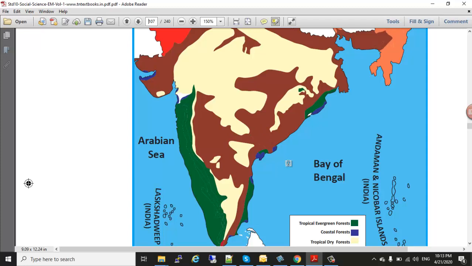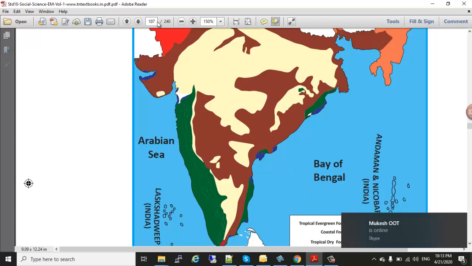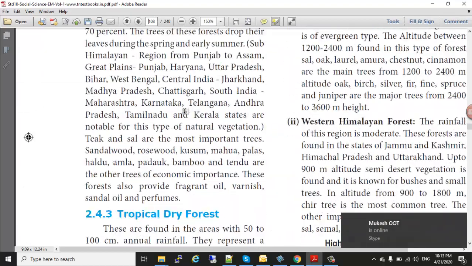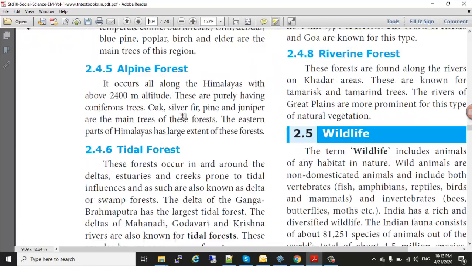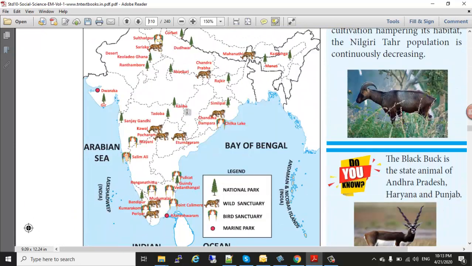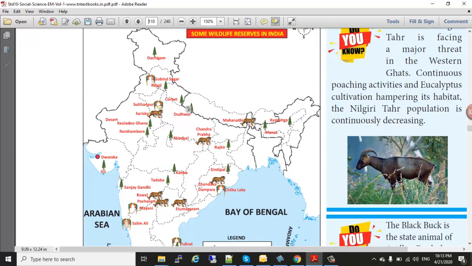Now we are going to see the next one, 110. You have some wildlife reserves in India. I'm going to tell you only the very important wildlife reserves, not all. I want you to note down Gir forest.